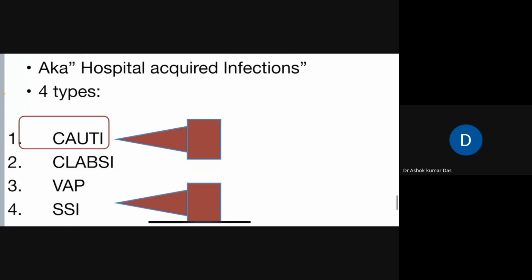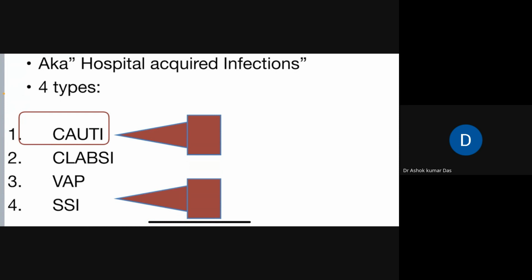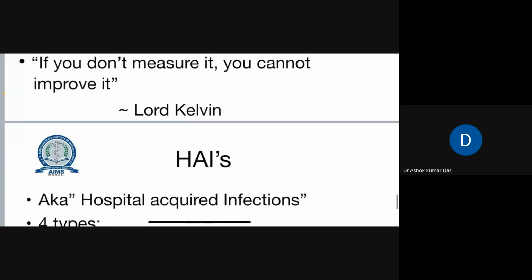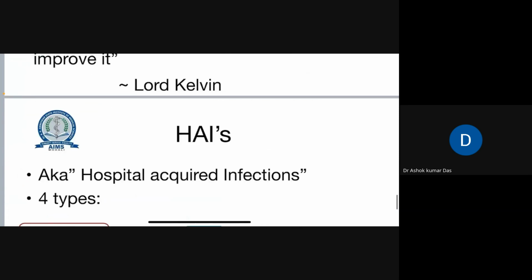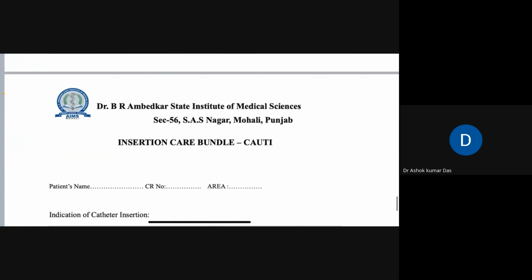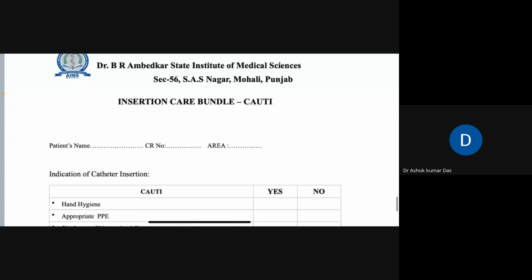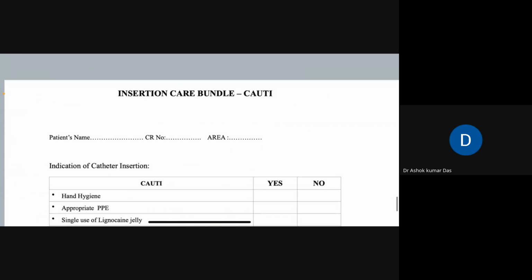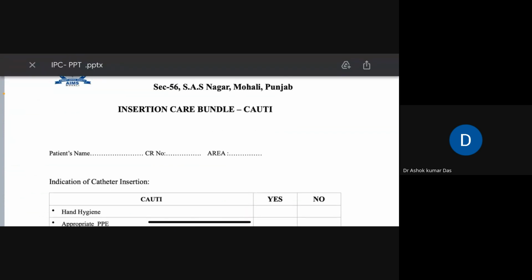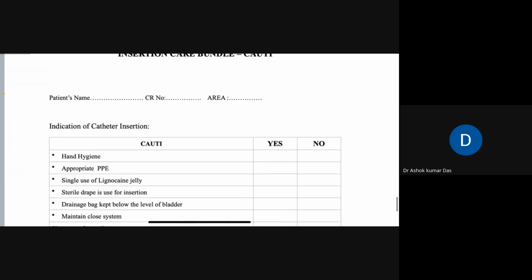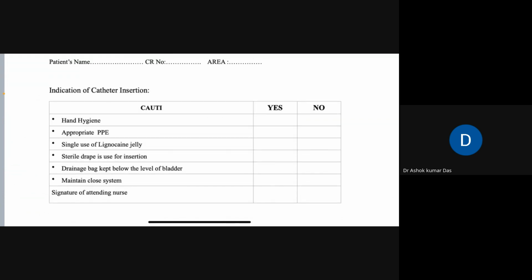So surveillance for these 4 hospital acquired infections is very critical, very important for prevention. We have introduced the CAUTI care surveillance program in our institute, and therefore we have made this insertion care bundle where this particular checklist is there.